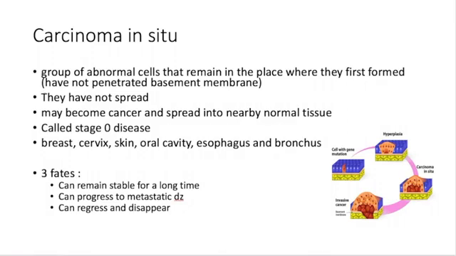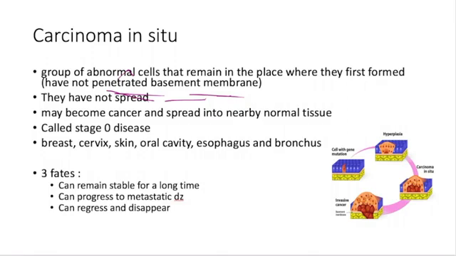Another important distinction is called carcinoma in situ. This is where we want to catch cancer. So if we couldn't catch it in screening, we really want to catch it in this situation because it has not spread past the basement membrane and it doesn't metastasize. If we can't detect it by screening, then we want to get it in this in situ situation. So it's still a group of abnormal cells that remain in place where they first formed. High yield, does not penetrate the basement membrane. They have not spread, but could potentially become cancer and spread into the nearby tissue. This is called stage 0 disease. It is usually in the breast, cervix, skin, oral cavity, esophagus, and bronchus. So we hope to find it in these locations.